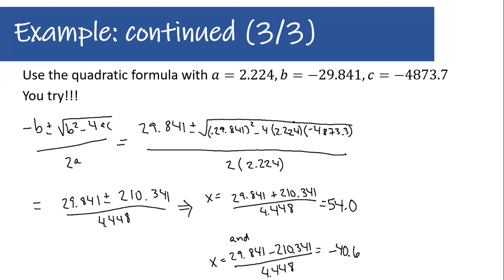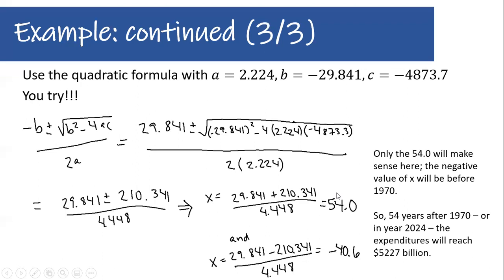Now in this setting, we're talking about the year after 1970, so the negative value doesn't make sense. You're talking here about 54 years after that it's going to reach that expenditure. Here you're talking about 40 something years before, which doesn't make sense. So this one we're going to throw out and we're going to focus on the 54 as our viable answer. So 54 years after 1970 is going to give us 2024, which isn't too far up the road, and I would imagine it's not terribly far off if we're not already there.